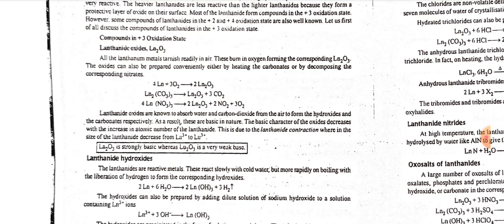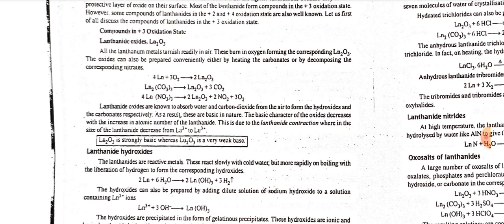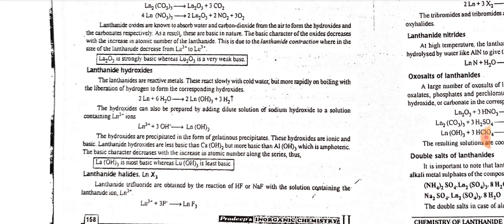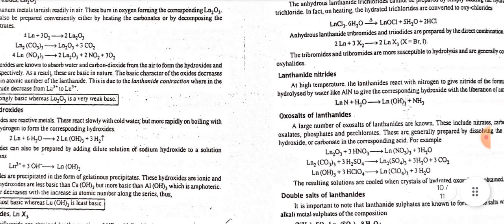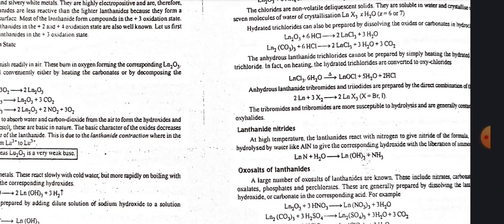Compounds in the +3 oxidation state. All the lanthanide metals burn steadily in oxygen, forming the corresponding Ln2O3. The oxides can also be prepared conventionally, either by heating the carbonates or by decomposing the corresponding nitrates. La2O3 is strongly basic, whereas Lu2O3 is weakly basic. Lanthanide hydrides, lanthanide halides, and lanthanide nitrides are given below.